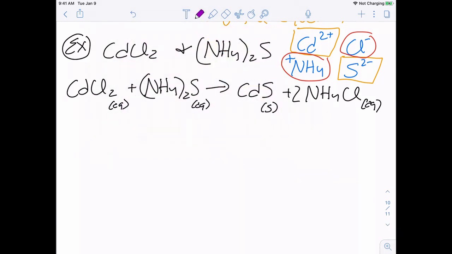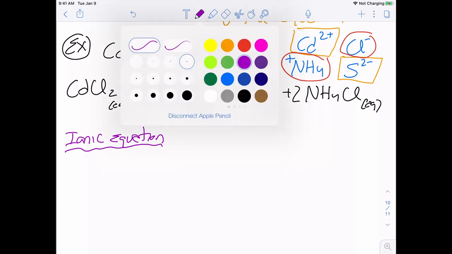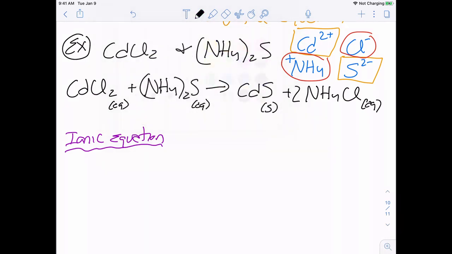So our ionic equation. Remember with ionic, we're going to take everything that has an AQ after it and we're going to separate it into ions. We're going to pay attention to how many we have. Anything that is insoluble that has an S after it, we're going to keep it together. So cadmium chloride is aqueous, so I'm going to separate them. I have one cadmium, which has a 2+ charge, and then 2 chloride ions.